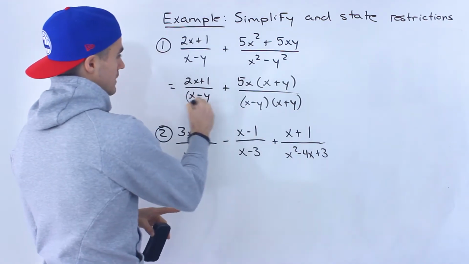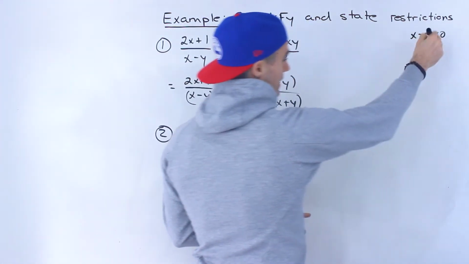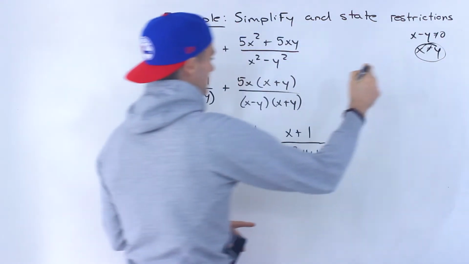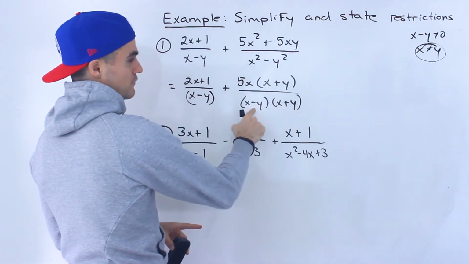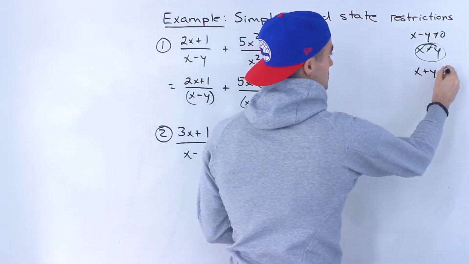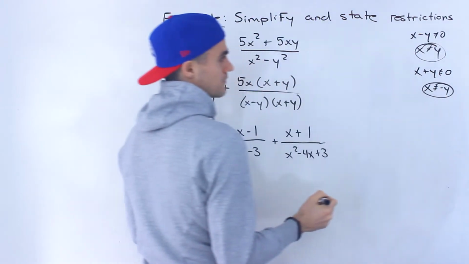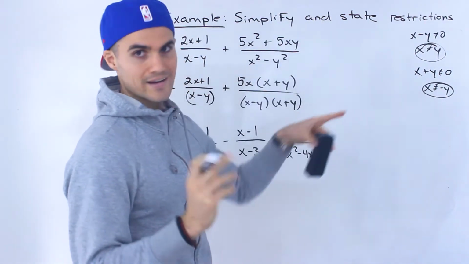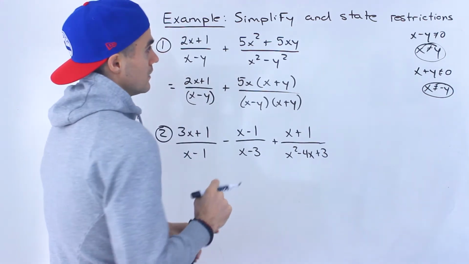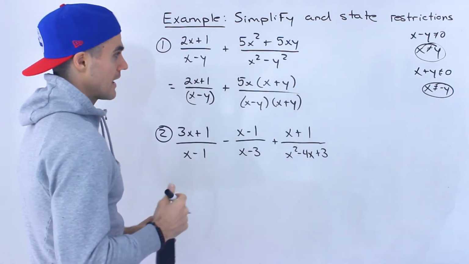So notice that here, x minus y cannot equal 0. So you could isolate for the y or the x. I'm going to isolate for the x. So basically x cannot equal y. And then notice here, this same factor, that would give the same restriction. And then this x plus y cannot equal 0, which means x cannot equal negative y. So those are the two restrictions, or x cannot equal plus or minus y. That's another way to write it. So those are the two restrictions, and now we factored, got the restrictions, now we could simplify.